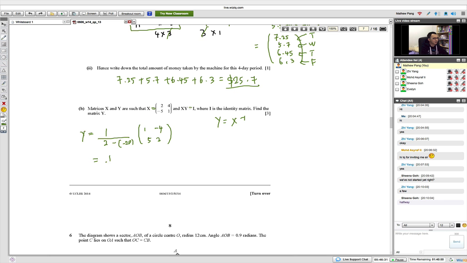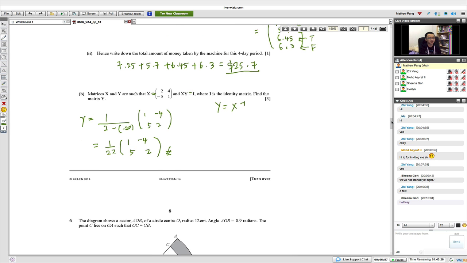And then this is 1 over 22, 1, negative 4, 5, and 2. That's all, because y actually is the inverse of x. So what you need to do is just the inverse of x. If you want to multiply 1 over 22 into the 4 numbers here, it's okay, but normally I will leave it like this. Alright, just like this.